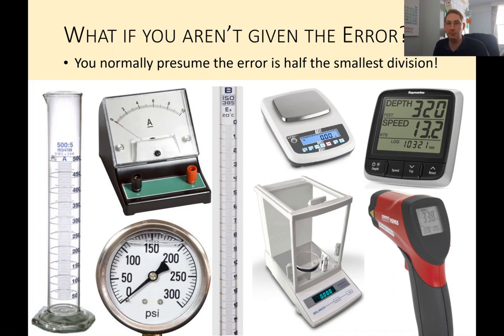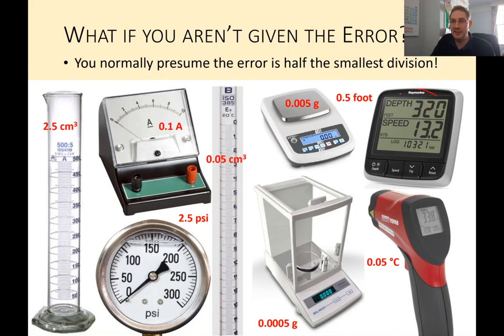Have a think if you want. Pause this. Think about what your errors are on each of these instruments. And here are the answers. If you're not sure about any of those, give me a shout, but it's half the smallest division. So for example here, this depth gauge only measures to the nearest foot, and therefore the reading is plus or minus 0.5 foot. This reads to the nearest 0.1 degrees C, so the uncertainty is half of that, plus or minus 0.05 degrees C.